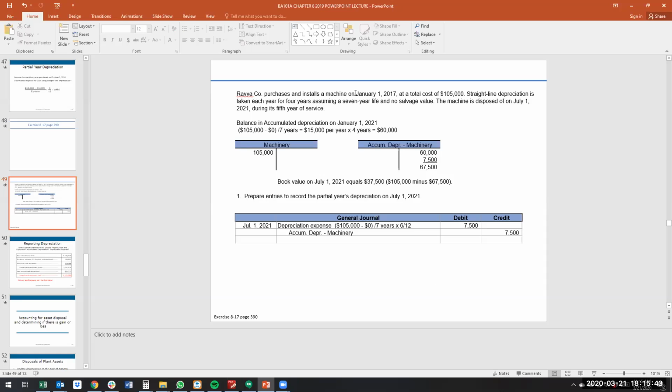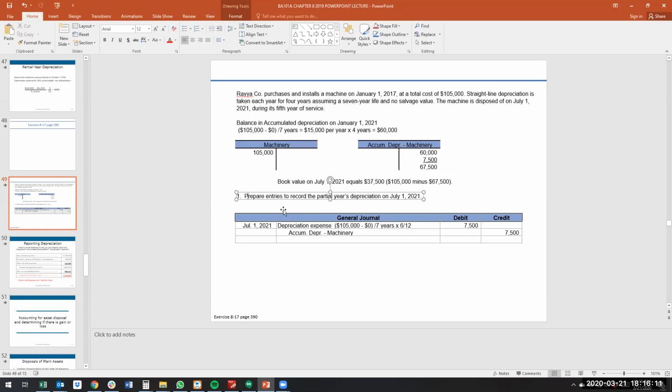I expect you to be able to do a calculation like this. Don't be overwhelmed by it. It's everything we've talked about so far. We know how to do straight line depreciation. This is easy for us. We know how to calculate depreciation expense, and we've done partial years. So hopefully it's not too complex at this point. If it is, practice these calculations so you get comfortable with them.